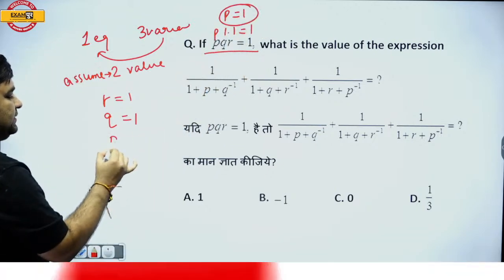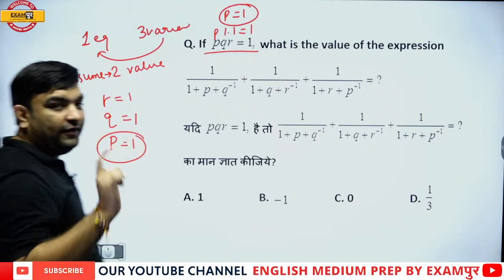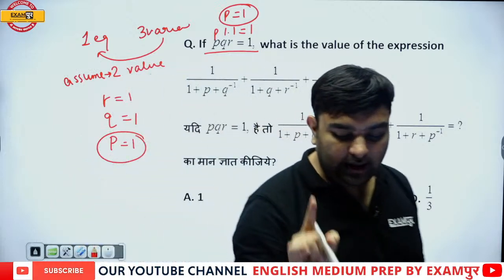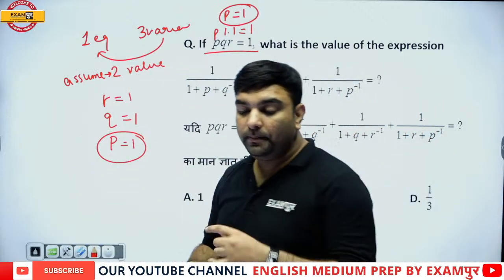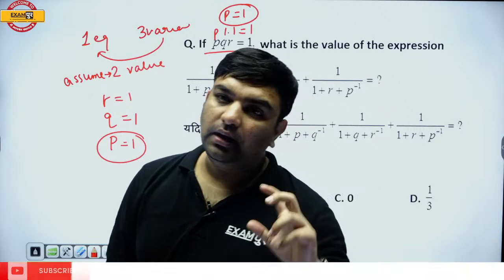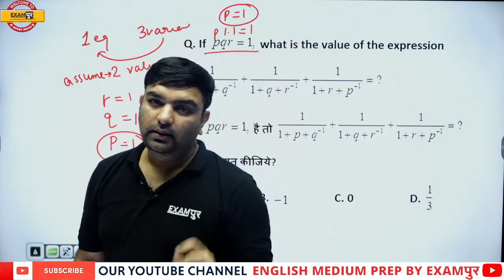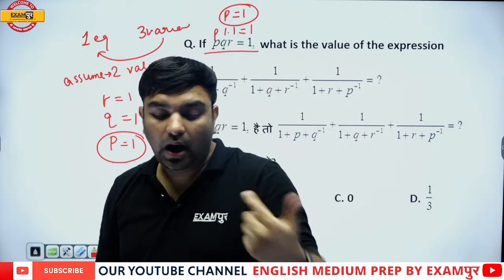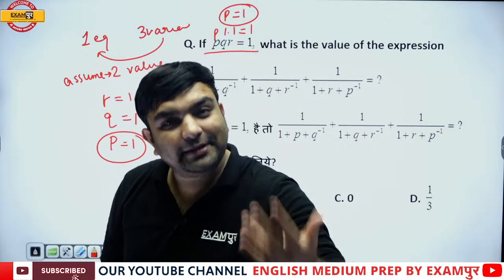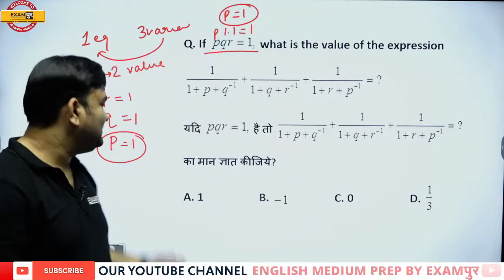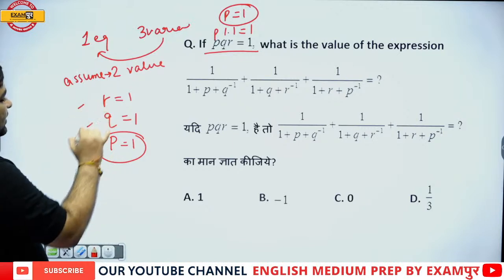Identify the difference. What did I say? I said assume R is equal to 1, assume Q is equal to 1, and P is coming out 1. So all three of them are 1, 1, 1.